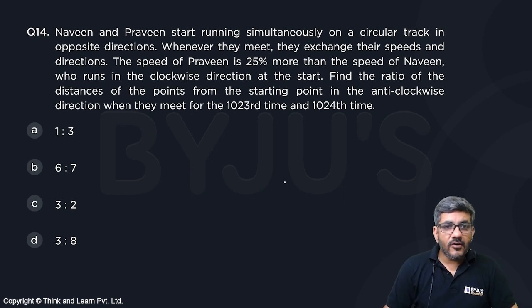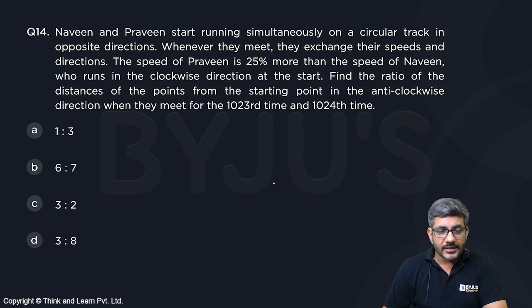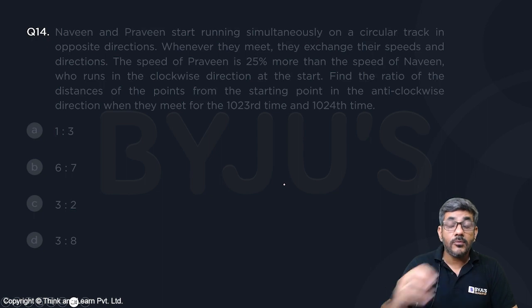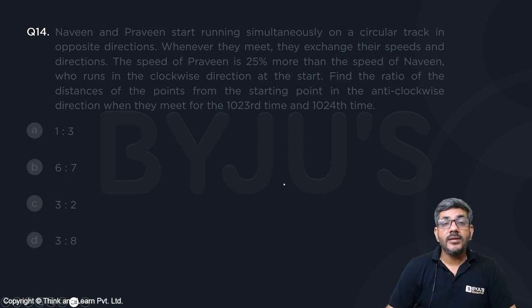Here is question number 14, which is a bit longer as well. So I'll straight away go to the solution sheet here. Naveen and Praveen start simultaneously on a circular track in opposite directions. Whenever they meet, they exchange their speeds and directions. The speed of Praveen is 25% more than speed of Naveen, who runs in the clockwise direction at the start.